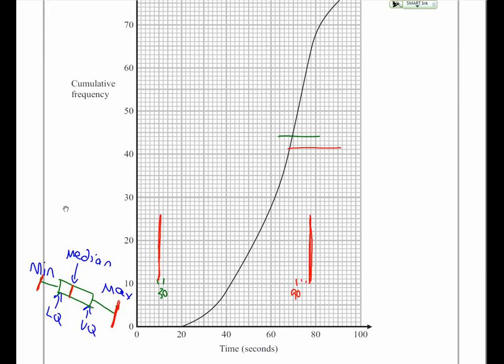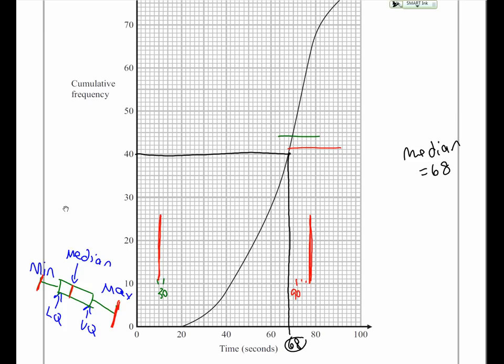So the middle, we'll do it again because I can't remember what it was. Probably shouting at your screens right now. Middle is 68, so let's write that down. Median, 68. And let's think about what else we want.